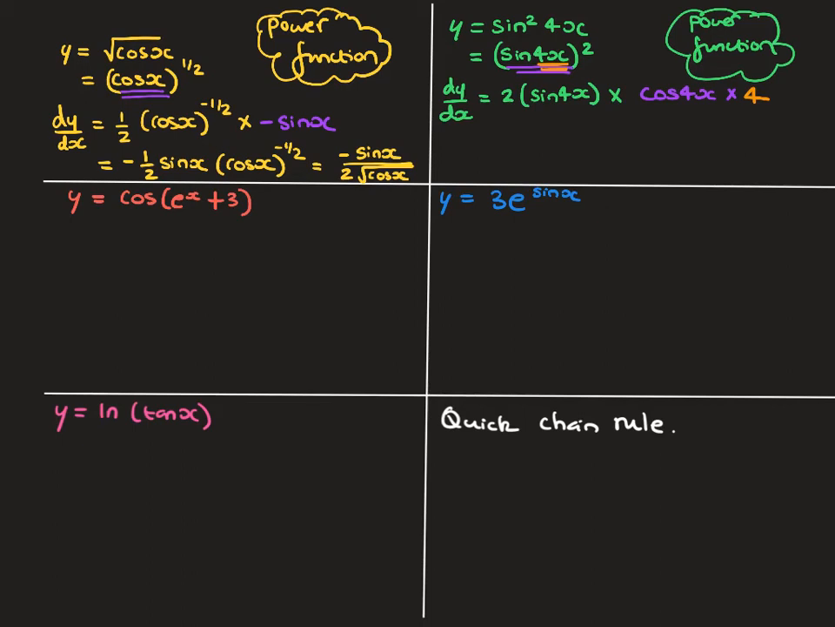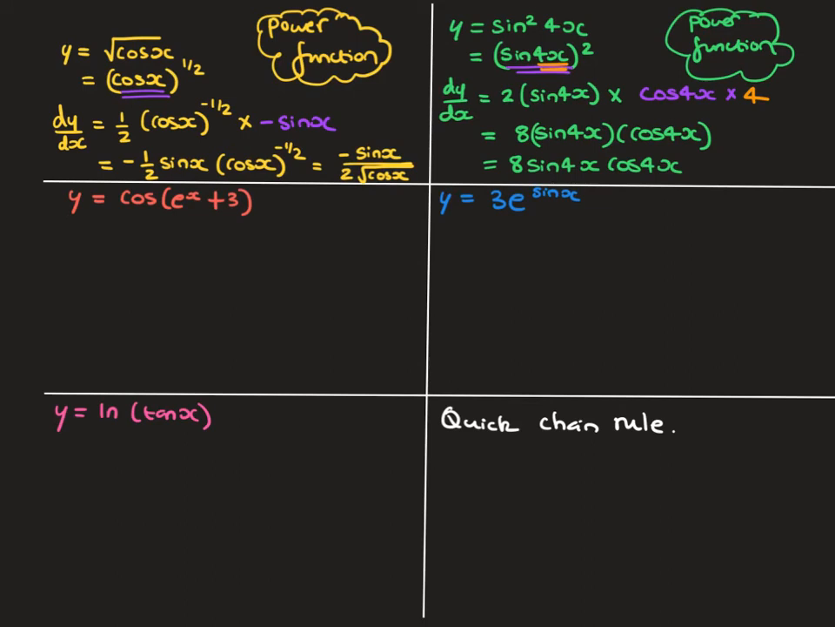So at the end of all that effort, the final answer will be 8 sine 4x cos 4x. There's no need for the brackets here, really, just trying to provide some clarity as to the different components of this. So here's the final answer.